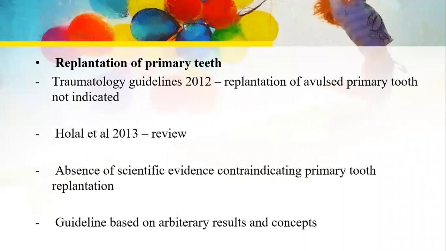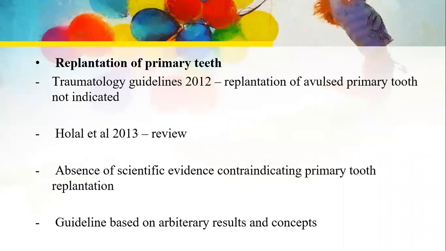So, replantation of the primary teeth. One of the controversies which still exist is whether to replant the primary teeth or not. Traumatology guidelines in 2012 indicate that replantation of avulsed primary teeth is not indicated. It's better to leave it alone. But there have been cases where a deciduous tooth has been reimplanted and found to be successful.